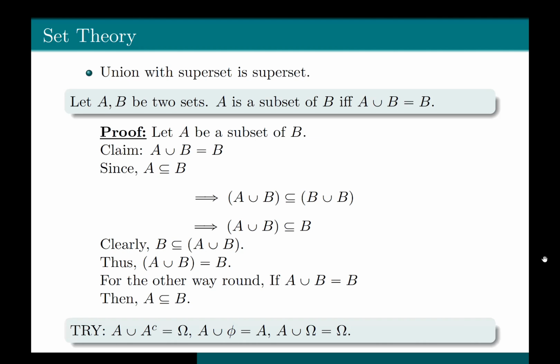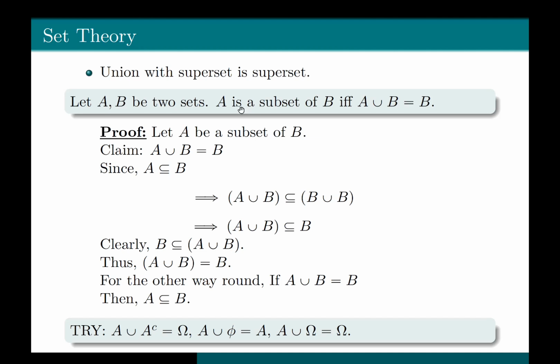Okay, now try proving that A union A complement is omega, A union empty set is A, and A union universal set is universal set. I will give you a hint. How would you prove that? I will just give you the hint for the last part, and I will leave it for you guys to prove the first two parts. Okay, so we have A union omega is omega.